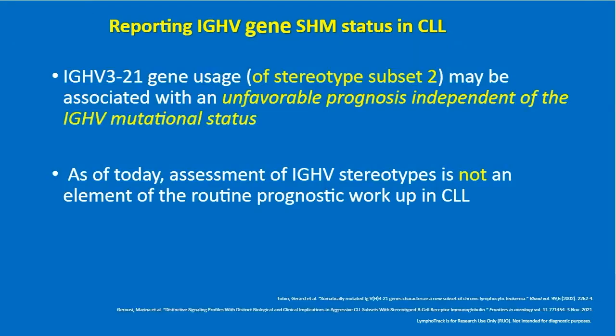One of the important observations during all these studies has been that if the rearrangement is using IGHV3-21, then it belongs to stereotype subset 2. This has been shown to be an unfavorable prognosis independent of the IG mutation status. And as of today, assessment of stereotype is not a routine practice.